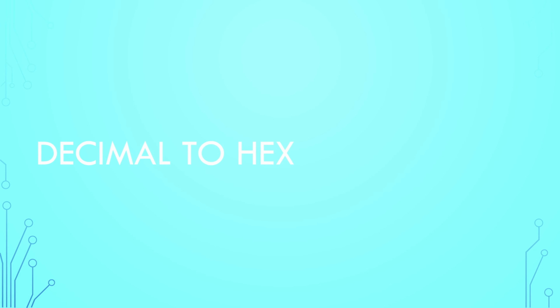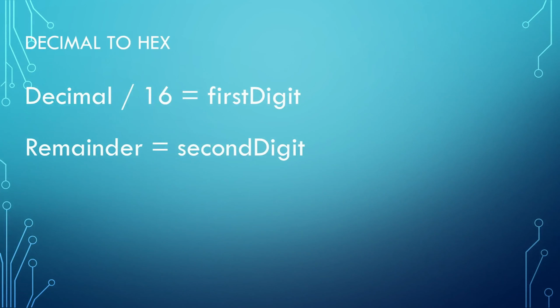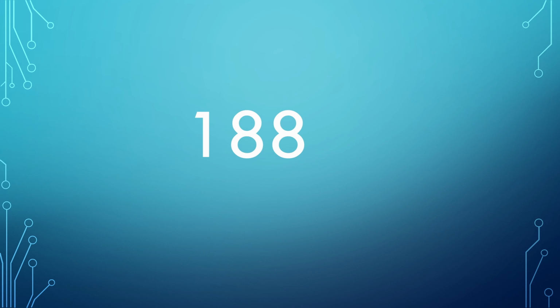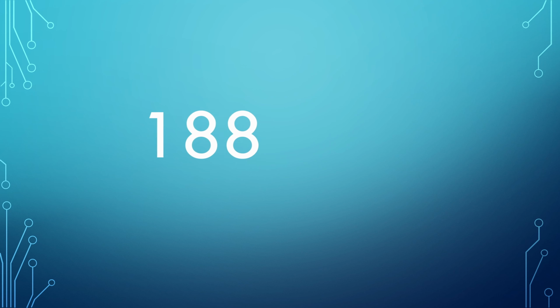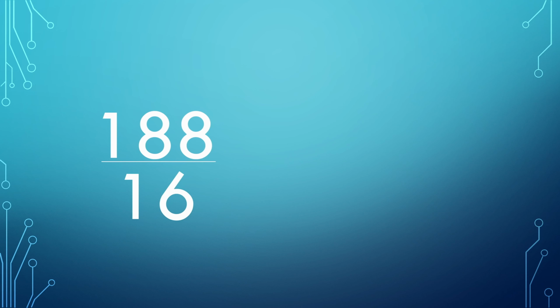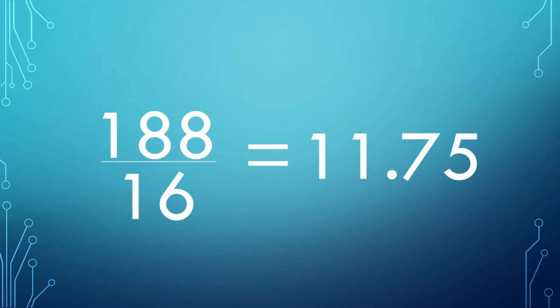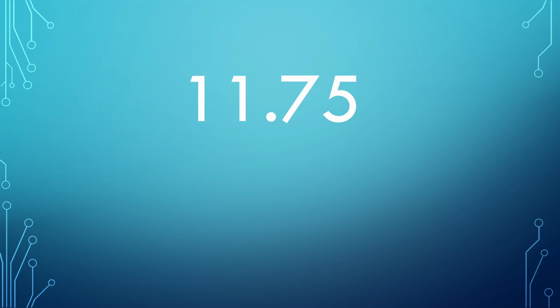What about going from decimal to hex? What about going the other way? This is going to get a little more complicated, but you take the decimal number divided by 16, that's your first digit, and your remainder will be your second digit. So we have 188. How do we put this in hex? Well, we take 188 divided by 16. It's going to be 11.75. So our first value is going to be that 11, and then the second half of it will be that 0.75.